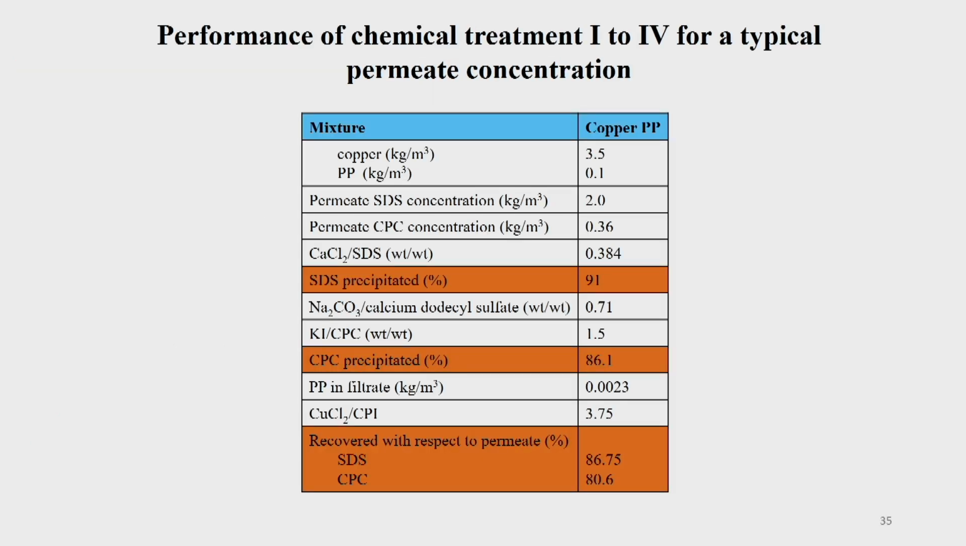Okay. So, this is the performance of the chemical treatment 1 to 4, and you see this one for SDS overall separation with respect to permeate is 87%, for CPC it is 81% almost. So, we are now able to reuse the surfactants which are coming out through this permeate, that will be recycled back to the system for the next process.